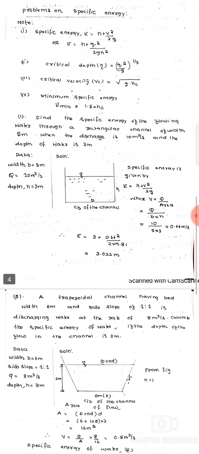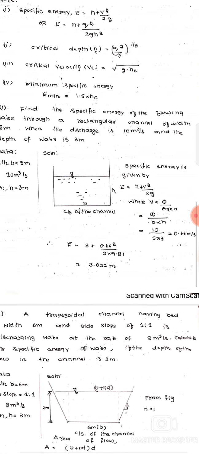Find the specific energy of the flowing water through a rectangular channel of width 5 meter when the discharge is 10 meter cube per second and the depth of water is 3 meter. And we can see here the sketch. There is an open channel flow and the width is 5 meter and the depth is 3 meter. So with the help of that we can find out the area, as the discharge is given.